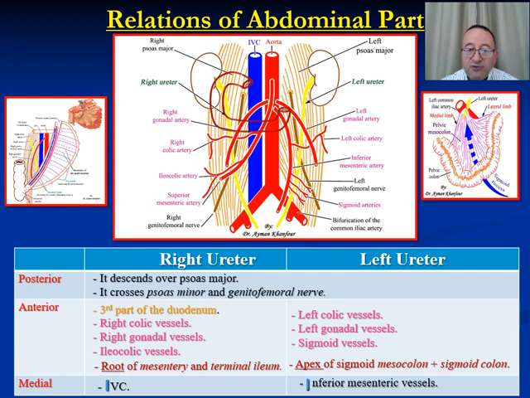Please, you have to write this diagram so as not to be confused by any of those relations. And always keep in mind that most of those arteries cross the ureter anteriorly.